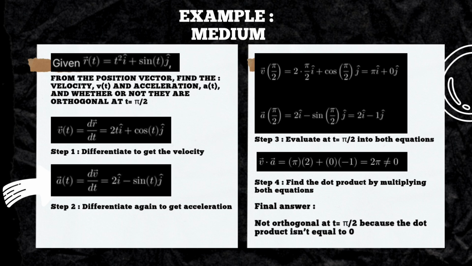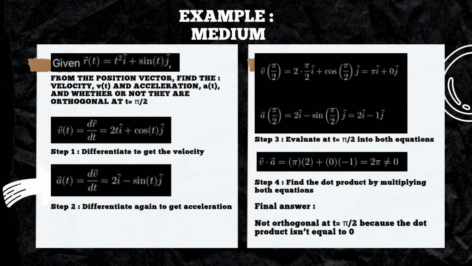For the medium example, we have to find the velocity, acceleration, and whether they are orthogonal at t equals pi over 2. So, as usual, from the position vector t squared i plus sin t j, we differentiate it and get the velocity, which is 2t i plus cos t j. Then we differentiate it again to get the acceleration, which is 2i minus sin t j.